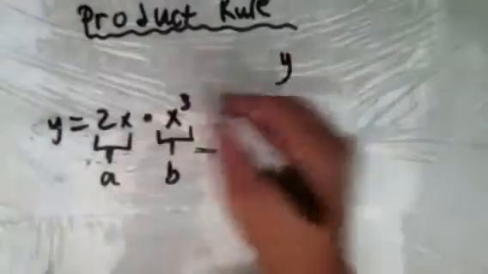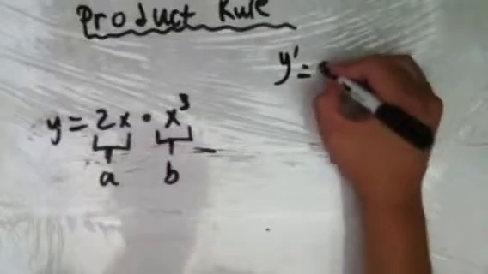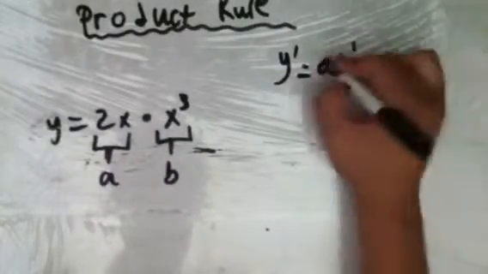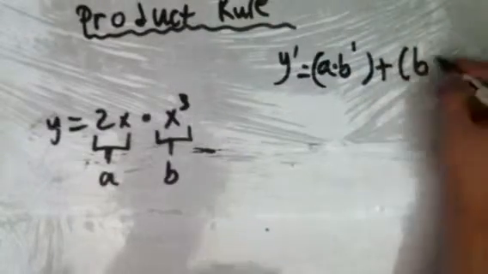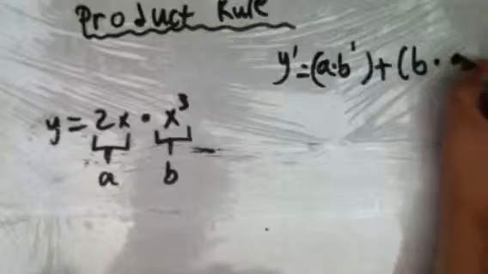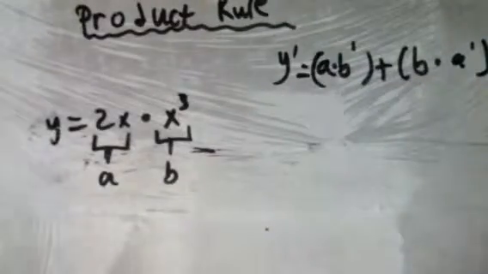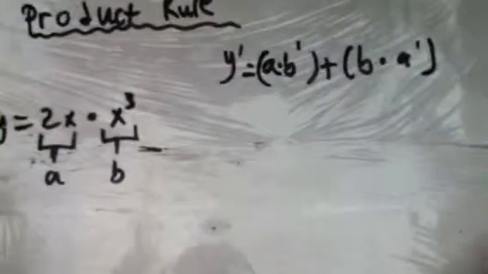And basically what the product rule is, to take the derivative of that, it's going to be A times the derivative of B plus B times the derivative of A. Now that may look a little complicated, but once we start actually doing it, you'll see that it's not complicated at all.